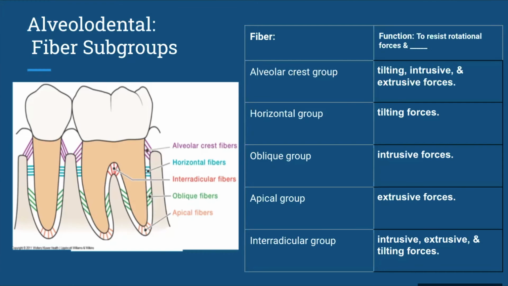The alveolodental fiber subgroups. The alveolodental ligament group consists of 5 various fiber subgroups, which are the alveolar crest group, horizontal group, the oblique group, apical group, and the interradicular group. Each group has a function, and each function is related to the differing orientation to the tooth. Each group's function is to resist rotational forces and additional functions pertaining to each group's function.